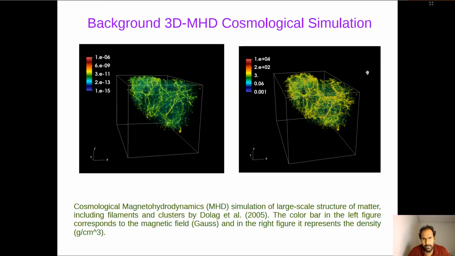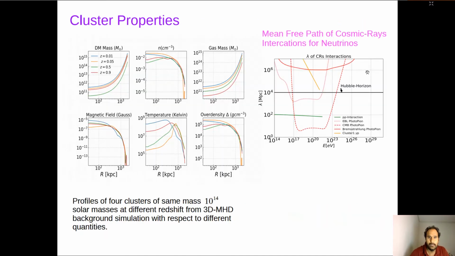This is my background MHD simulation. It has a total volume of 240 megaparsec cube, and we divide this volume into 8 parts, and I'm showing one of the parts here. The left panel shows the magnetic field configuration, and the right panel shows the density distribution of the background simulation for one portion out of 8.